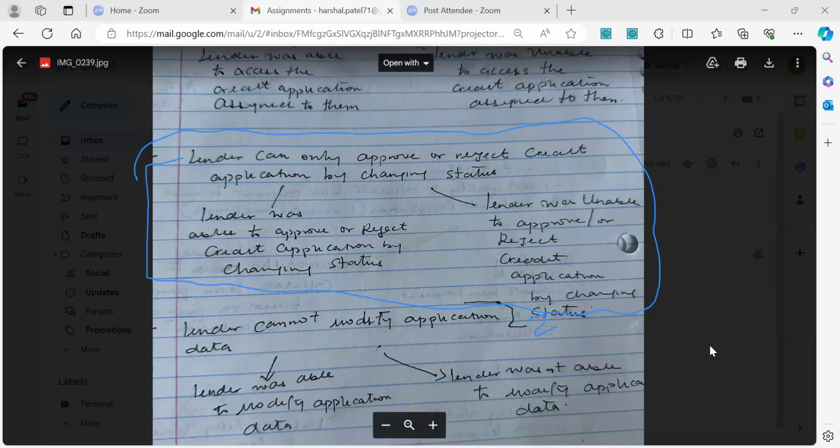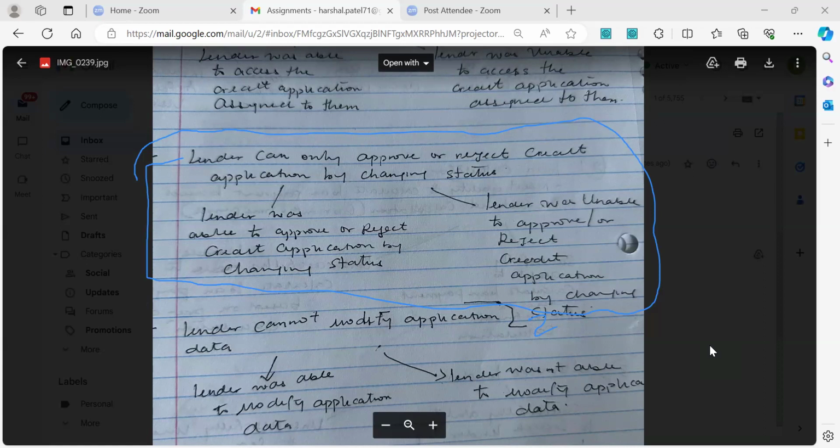The lender was able to approve the credit application by changing status. And then the lender was unable to approve the credit application by changing the status. What's the opposite of that? As I said, things are very straightforward. There is no complexity. If you don't want to add anything, you can be as simple as that. Lender couldn't approve the credit application because of the changing status. Now you just added more complexity here.